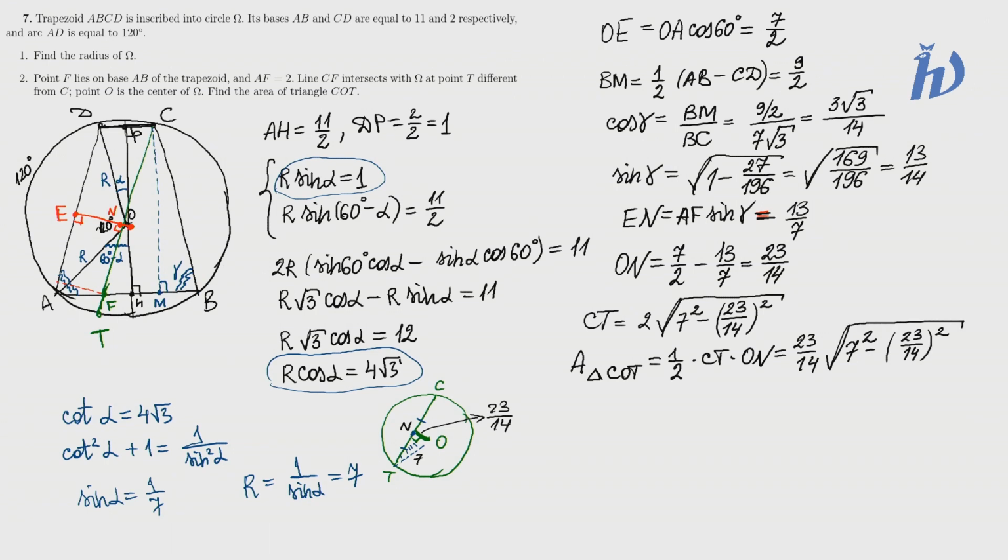Of course, this expression can be simplified. Some factor can be extracted from under the square root, and the final result doesn't look that nice, but it is as it is. So it is 1265 roots of 3 divided by 196. And that's the area of the triangle we need. So, the second point of this problem has also been solved.